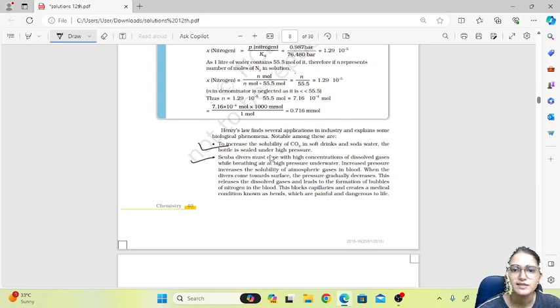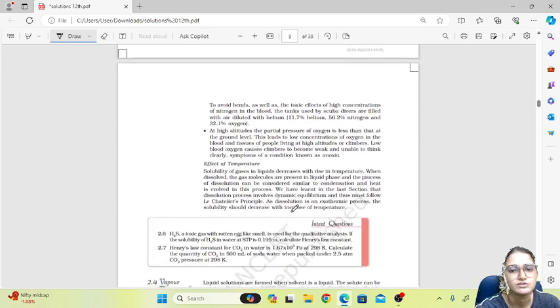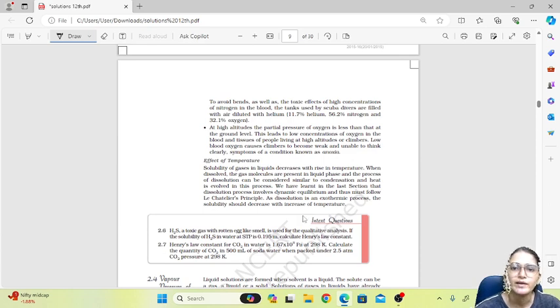The next example: scuba divers must cope with high concentrations of dissolved gases while breathing air at high pressure. Increased pressure increases the solubility of atmospheric gases in blood, and when they come towards the surface, the pressure decreases. This releases dissolved gases and leads to the formation of bubbles of nitrogen in the blood, which block the capillaries and create a medical condition called bends, which is painful and dangerous to life. To avoid the bends, the tanks used by scuba divers are filled with air diluted with helium, that is helium, nitrogen and oxygen.